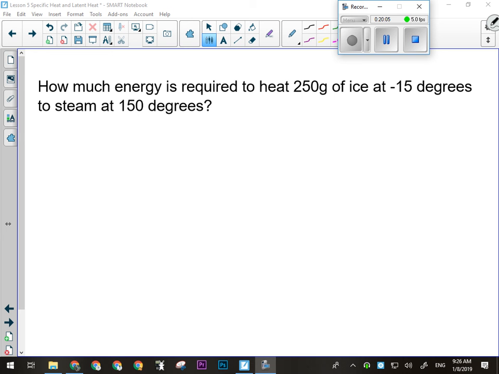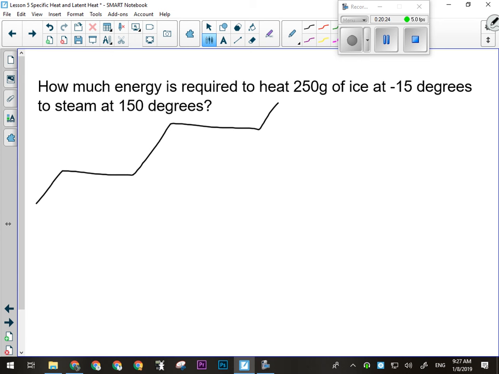All right. So the first thing I want to do when I see something like this, and I know there's going to be at least one state change, is draw the heating curve of water that we looked at just a minute ago. It doesn't have to be super accurate. I just need to draw the shape. Okay, so this is the heating curve of water.